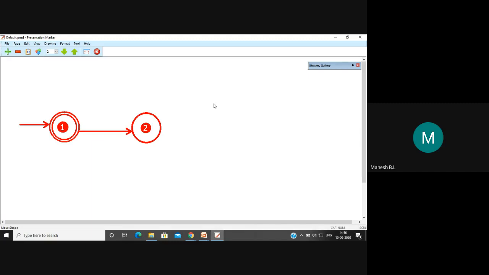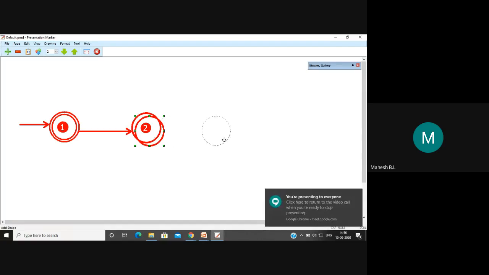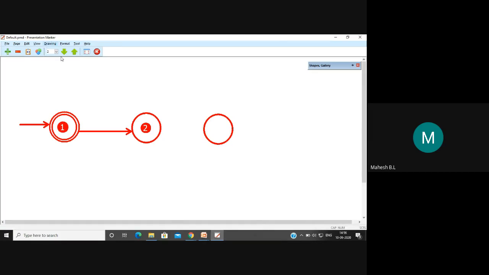So in this DFSM, there are three states. One is the accepting state, one is the rejecting state, and there is one more state which I'm going to call the dead state. So in a DFSM, you can have a dead state. Dead state means once you go to that state, there is no way to come back to the accepting state. So I'm going to call this state D, which is nothing but the dead state.